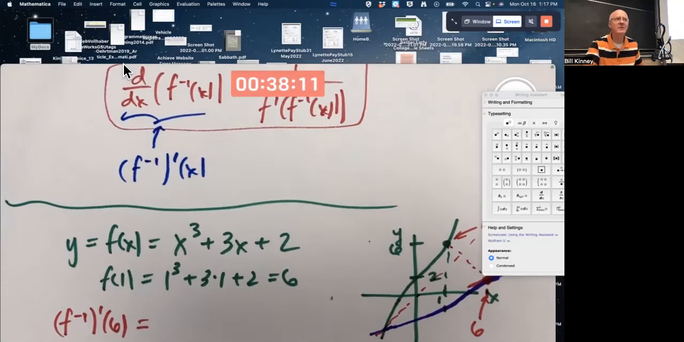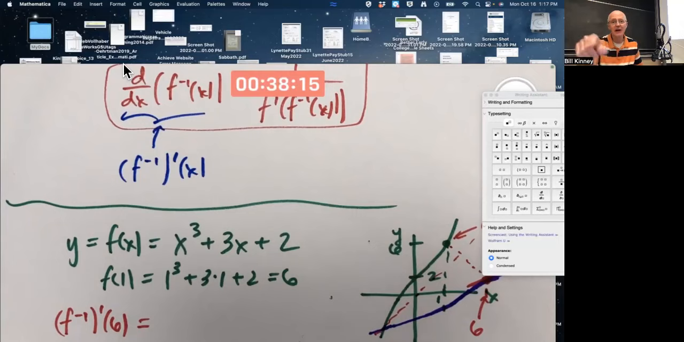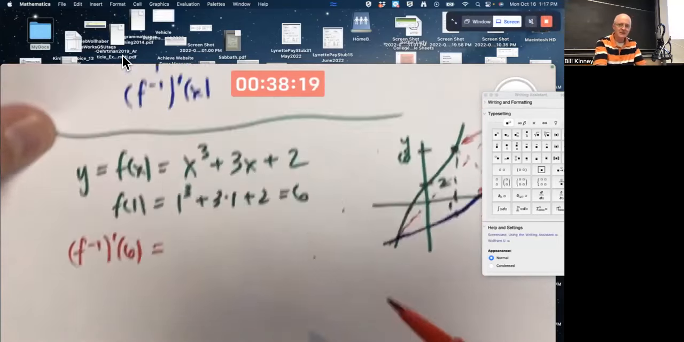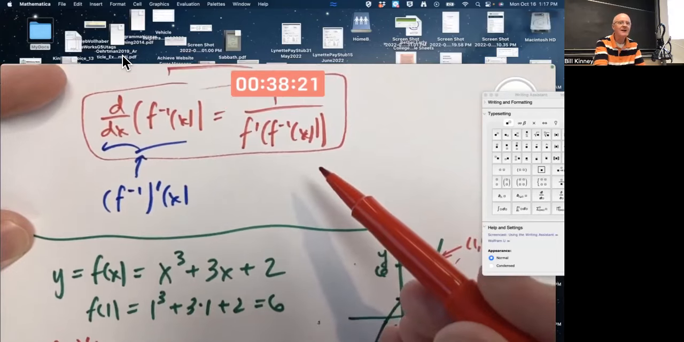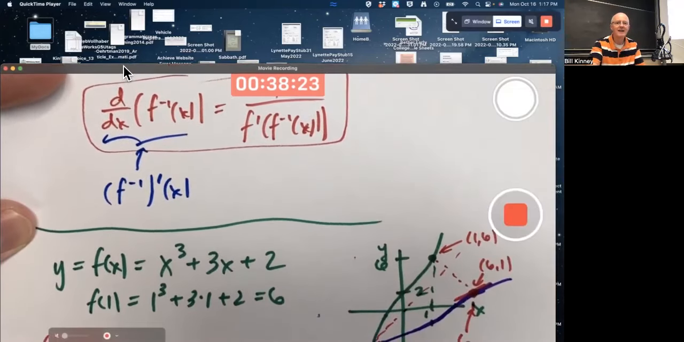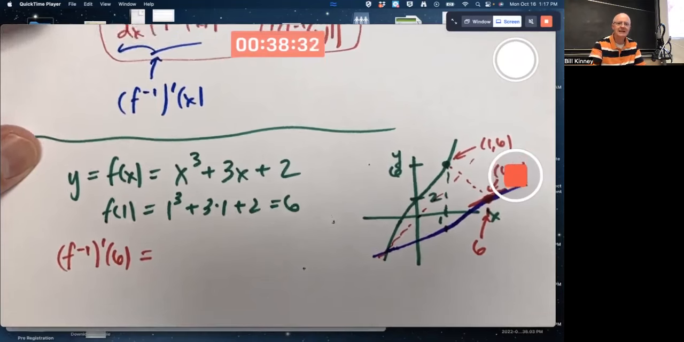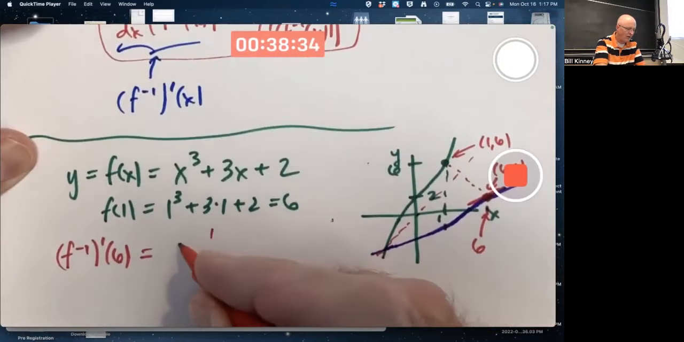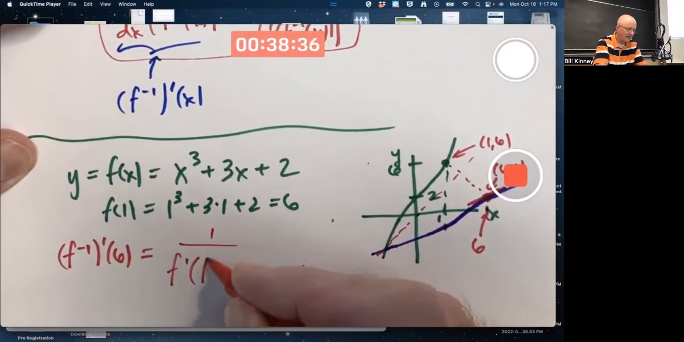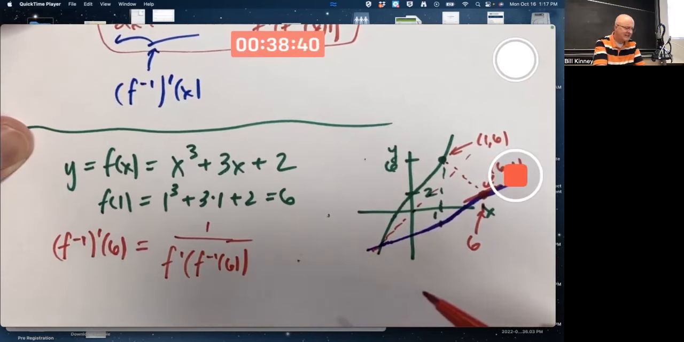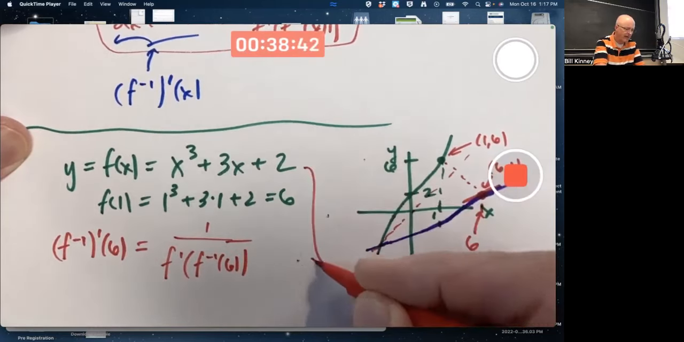We don't want to solve for the inverse function. Solving cubics is nasty. Can be done. I'm glad Mathematica can do it, but I don't want to do it. But we can still use this formula. F inverse prime of 6. That's 1 over f prime of f inverse of 6. So I guess I need to find f prime.